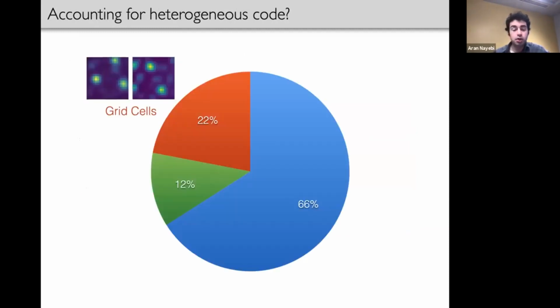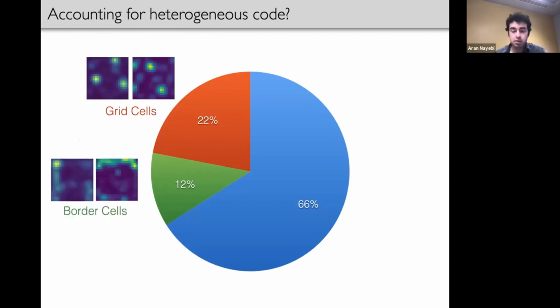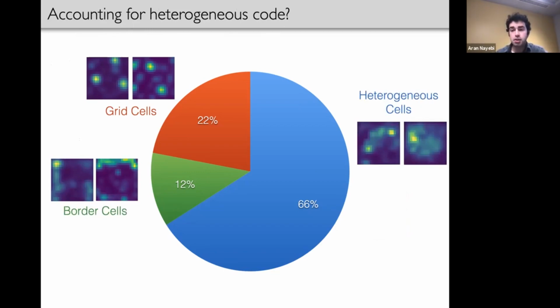However, grid cells aren't the only cells in medial entorhinal cortex and actually only make up about 20%. Border cells make up about 10%. And a large fraction of these cells actually have very heterogeneous and unconventional tuning patterns that are less obviously well described in terms of simple stereotypical tuning curves, and we'll call these heterogeneous cells.